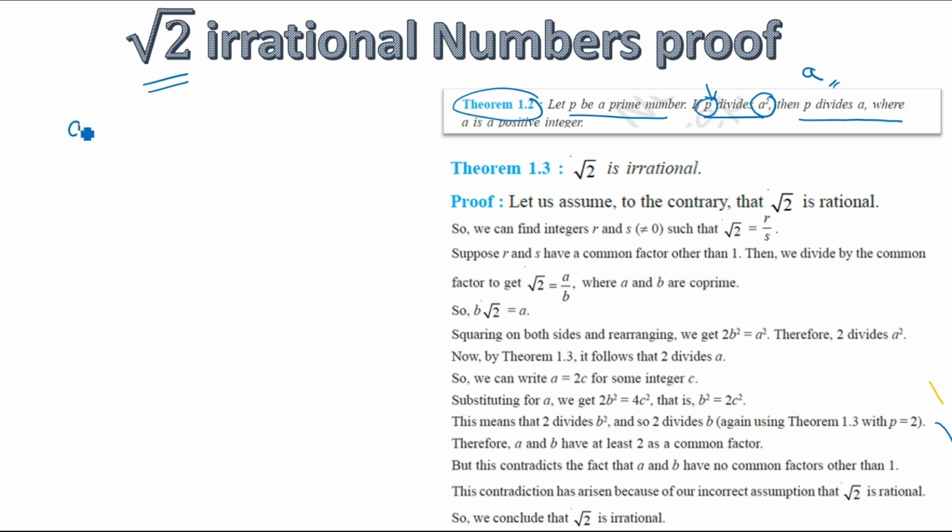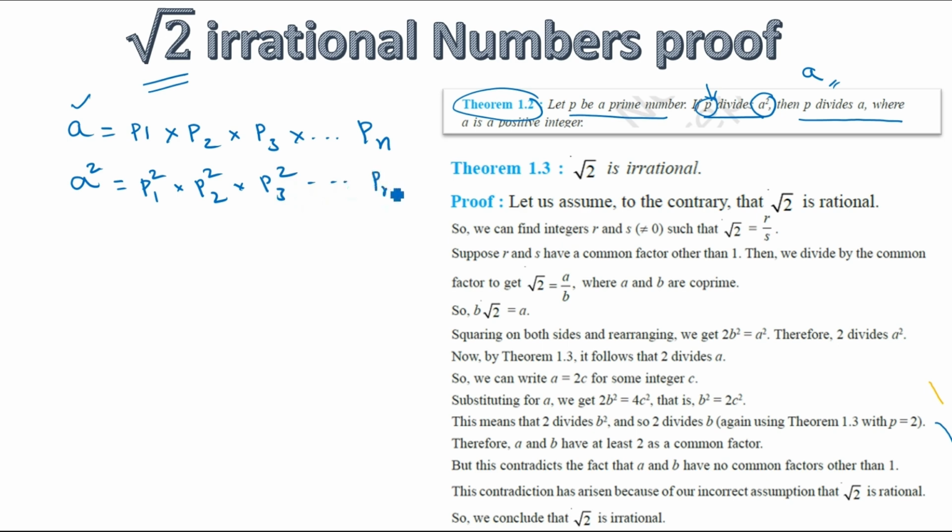For example, let's take A as a number. Any number can be written as a product of prime numbers. So I'm writing it as P1 into P2 into P3, and so on until Pn. These are the product of different prime numbers. I have written the number A. What about A square then? We need to multiply this twice. Then we get P1 square into P2 square into P3 square, and so on, Pn square.